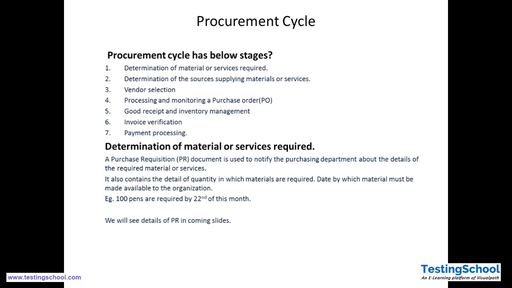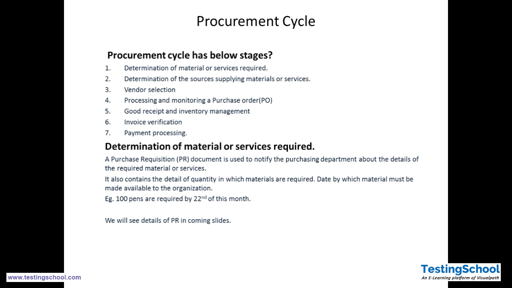The procurement cycle, as I said, has the following stages: determination of material or services required, determination of sources supplying the material or services, vendor selection, processing and monitoring of purchase order, goods receipt and inventory management, invoice verification, and payment processing. Determination of material or services required contains the details of quantity, quality, and the date by which material must be made available. Example, 100 pens are required by 22nd of this month. We'll see the detail in PR.